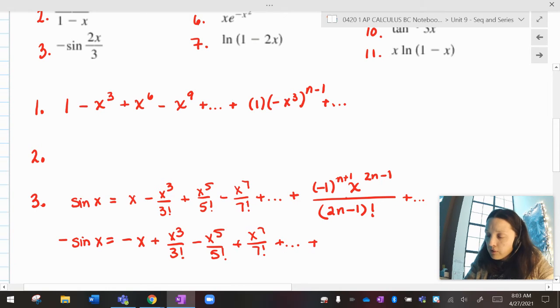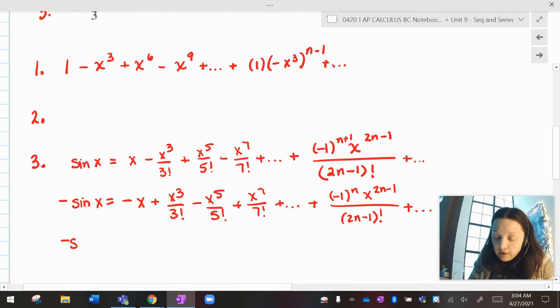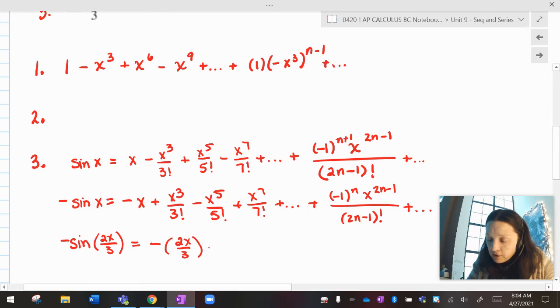And so if I come over here and I multiply this by negative 1, now I've got negative 1 to the n, x to the 2n minus 1, 2n minus 1 factorial. Because now I've changed the sign. But I wasn't supposed to just negate it. I was also supposed to replace the x with a 2/3 x. Okay, let's do that. So now I'm going to take that and replace x with 2x over 3 or 2/3 x. So I'm going to do that here. Replace the x's with 2x over 3.